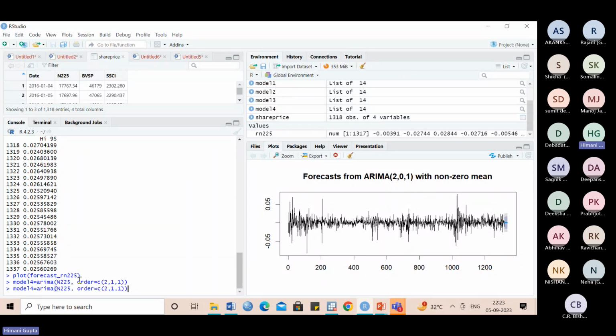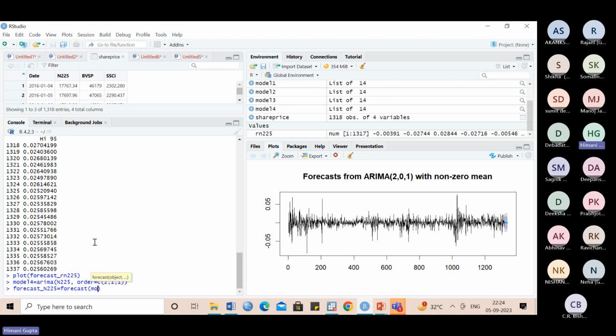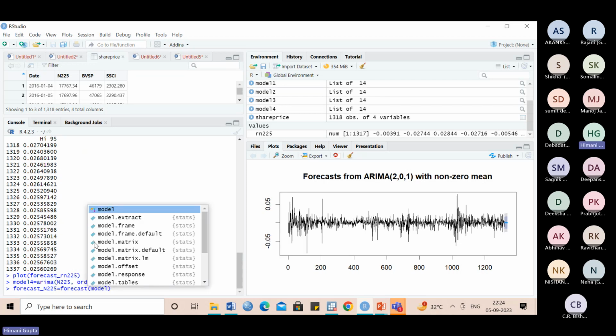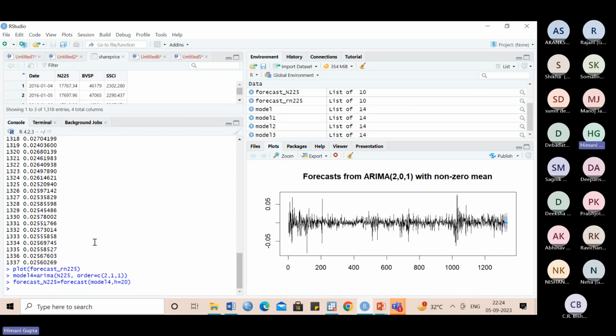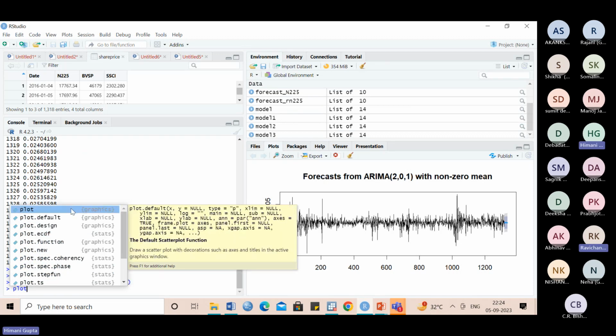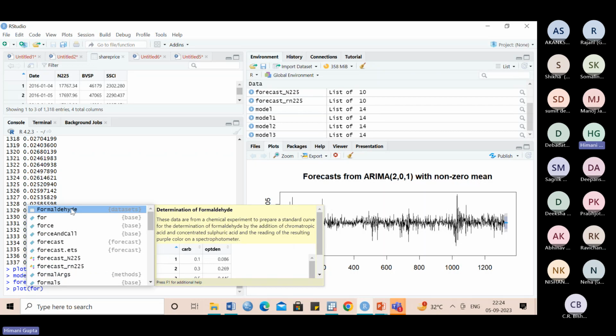So now what I'll say, forecast N225 is equal to forecast model 4, comma h equals, let's say, 20 only. And now I'm saying plot. Yes, madam, what is h20, madam? I want to predict the next 20 prices or next 20 returns that I'm going to get in the next 20 days.